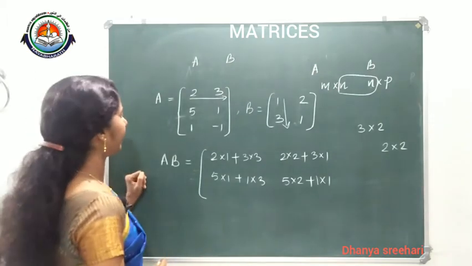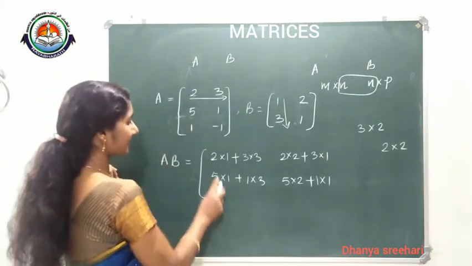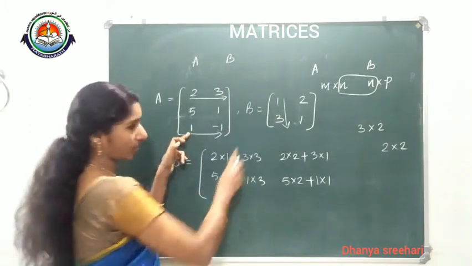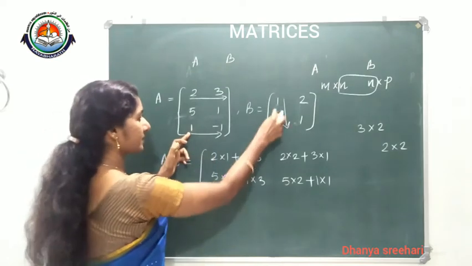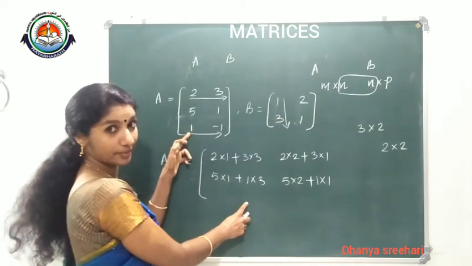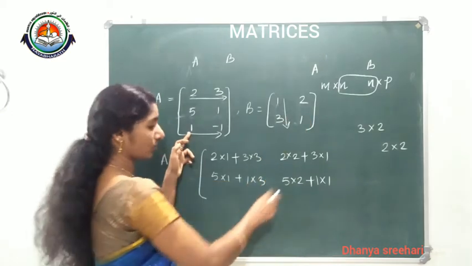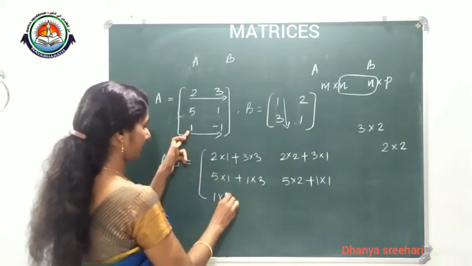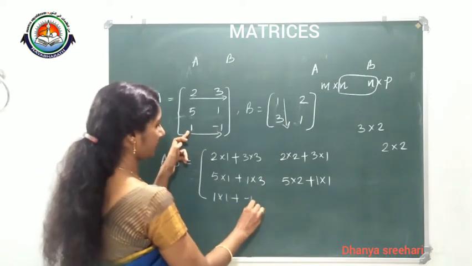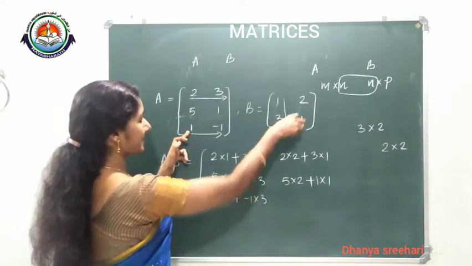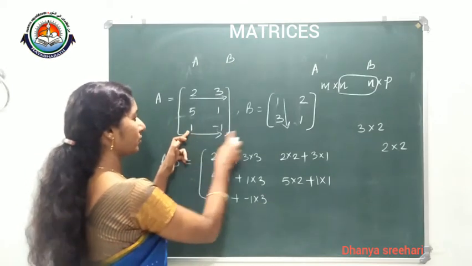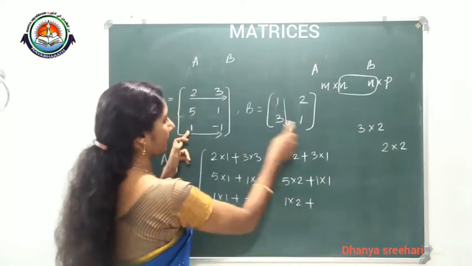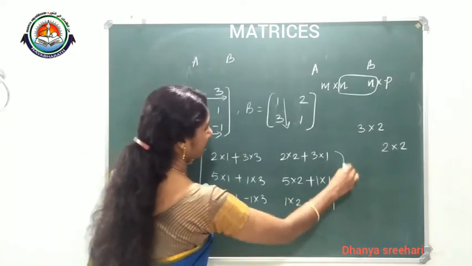Then to get the third row, we take the third row with the first column, which gives the third row's first element. Third row with the second column gives the third row's second element. So 1 into 1 plus minus 1 into 3. To get the second element, third row with the second column: 1 into 2 plus minus 1 into 1. Finished.